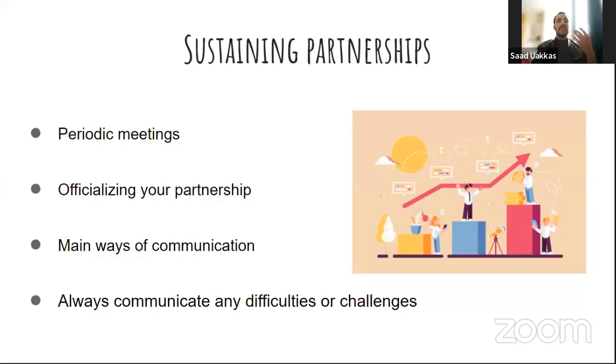And if you can't make it, for example, if you have a challenge, let's say the UN or a ministry is giving you money and you're having a challenge keeping up with the timeline, it's really important to communicate that to the partner, saying, okay, I'm having this and this issue. I apologize for the inconvenience. Let's see how we can together go beyond and fix this issue.